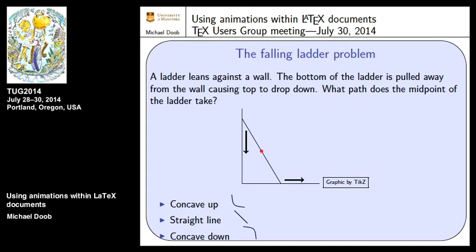I won't ask you to do the computation, but I'm giving you three choices. Does it sort of look like this? It sort of comes down and then moves over, so that you call concave up. Or does it go down in a straight line like that? Or maybe it goes down like that, right? So you're given three choices. You make your choice, I'm not going to take a vote. But keep it in mind. Okay, so that's the problem.